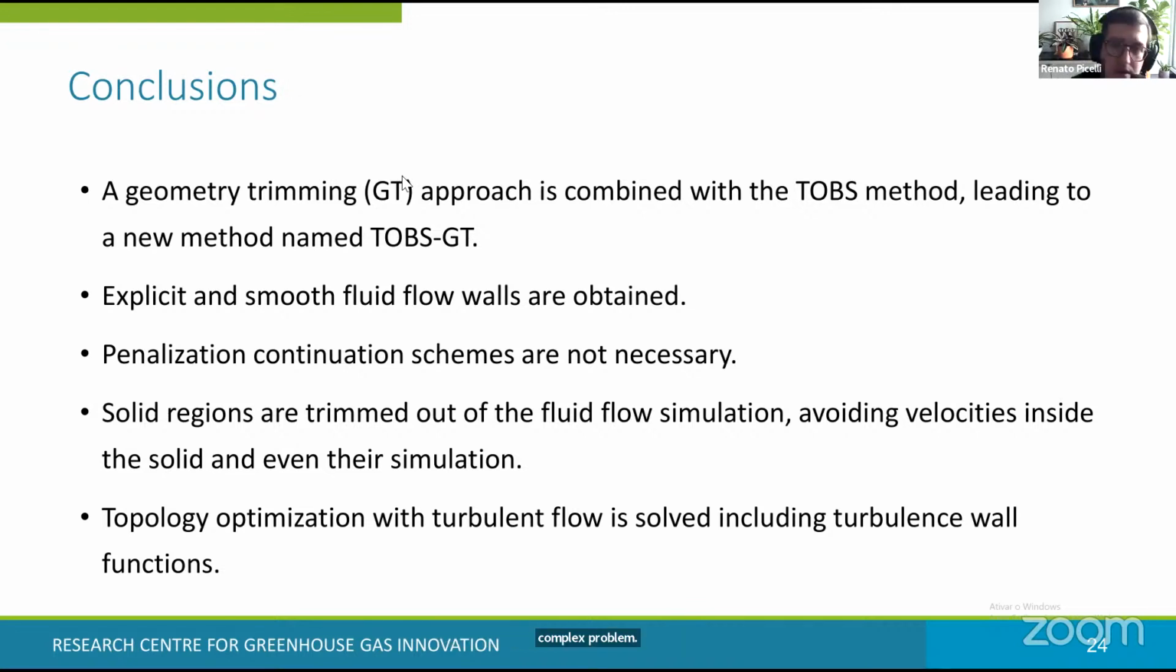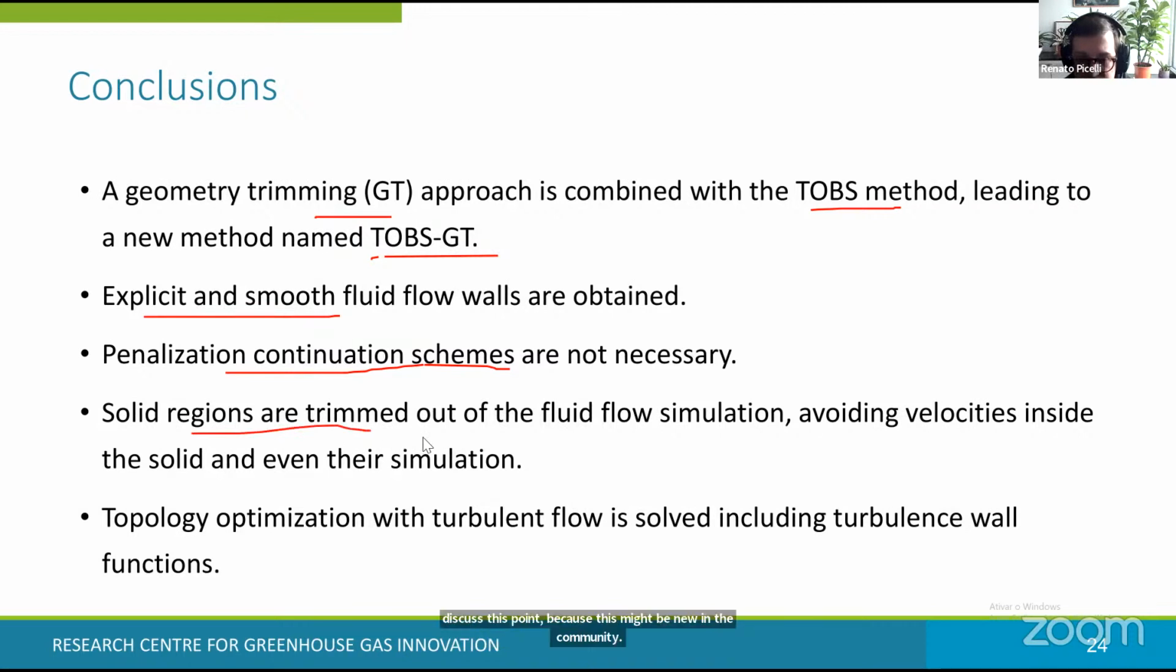So concluding, the geometry trimming approach, the GT approach, was combined with the 0-1 method we developed previously. So we call it TOBS GT. We have then explicit and smooth fluid flow walls. Penalization continuation schemes are not necessary, and the dependence on penalization is much less in this case. I'm happy to discuss this point because this might be new in the community. Solid regions are trimmed out, so we don't have any chance of fluid leaking into the solid, and topology optimization with turbulent fluid flow was solved.